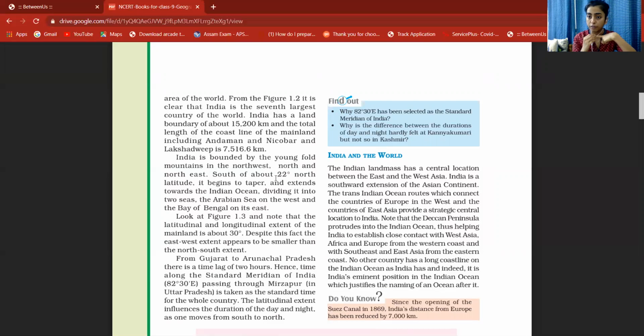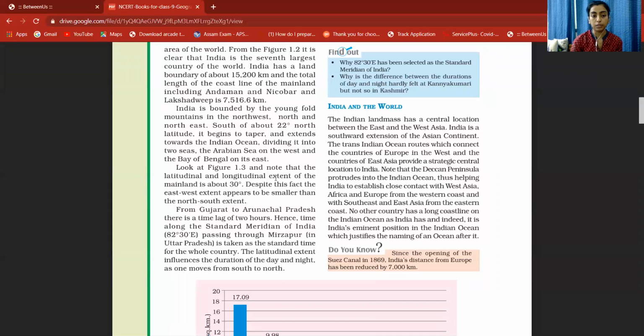So, till now we have come across three most important numbers. First one is the area of India, which is 3.28 million square kilometer. Then we also got to know that in the geographical area of the world, it only accounts for 2.4%. Then we got to know India's land boundary, it is 15,200 kilometer, and the coastline length of India, including Andaman and Nicobar and Lakshadweep Island, it is 7,516.6 kilometer. I hope I'm clear till here.